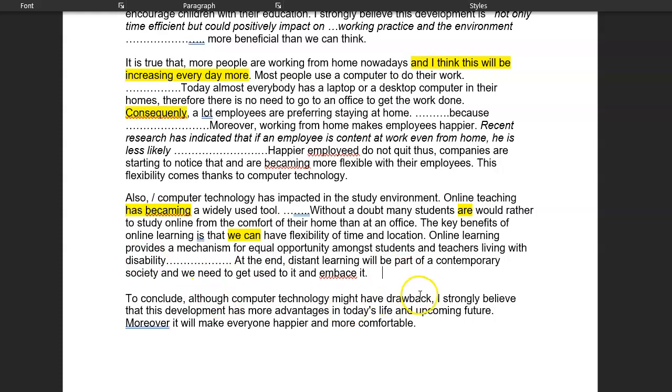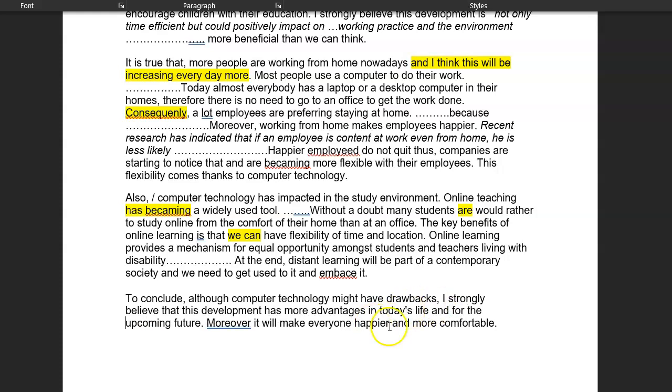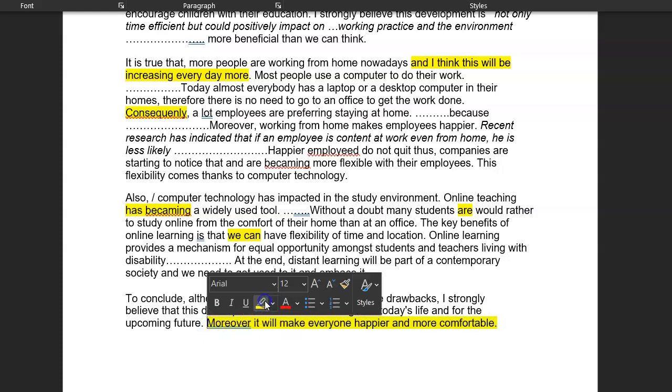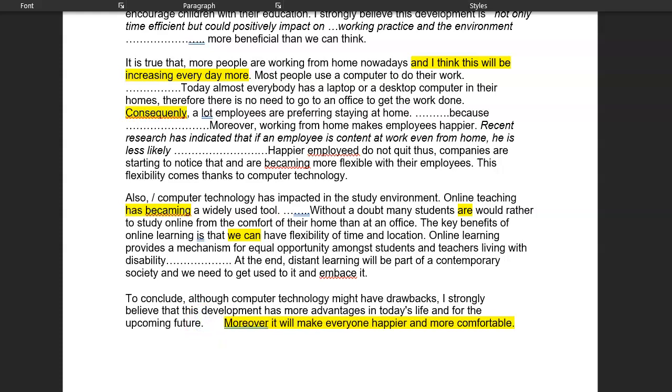"To conclude, although computer technology may have drawbacks, I strongly believe this development has more advantages in today's life and the upcoming future." Because you can't, don't put that statement in there. You don't know that because it may increase work-life balance, may improve work-life balance and employees' job satisfaction, something like that, rather than happiness.